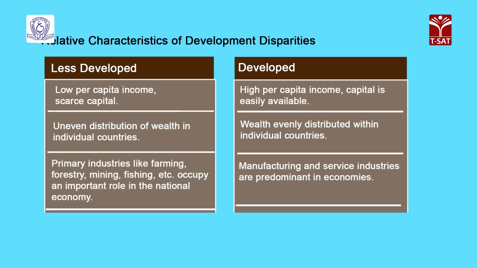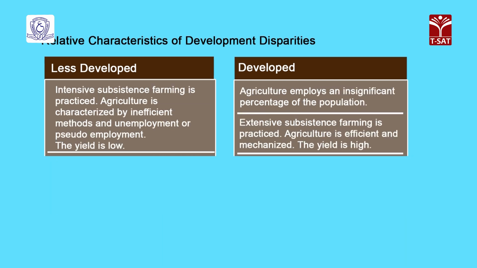Primary industries like farming, forestry, mining, fishing, etc. occupy an important role in the national economy. On the other side, manufacturing and service industries are predominant in economies. Intensive subsistence farming is practiced. Agriculture is characterized by inefficient methods and unemployment or pseudo employment. The yield is low.